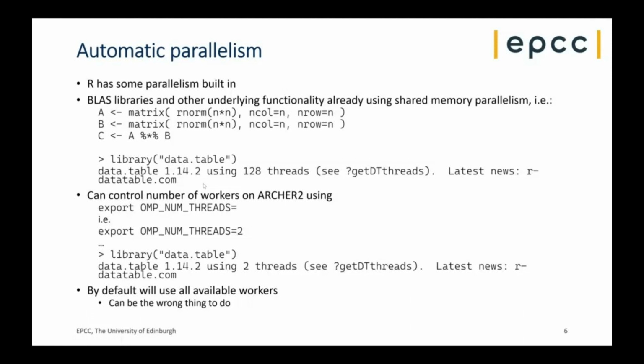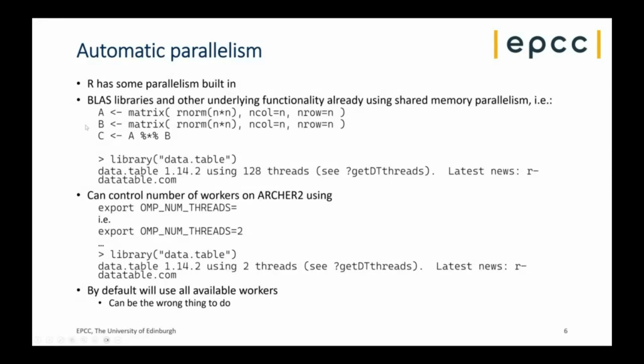You may want to run a number of our programs on the same node, each using 8 cores or 16 cores. And so you can control that using this OpenMP number of threads variable here. It's an environment variable, so you can do export OMP_NUM_THREADS=2. And then if you did that before you ran R, when you ran R and imported this library, data.table, you would get two workers, 2 threads instead of 128 threads.